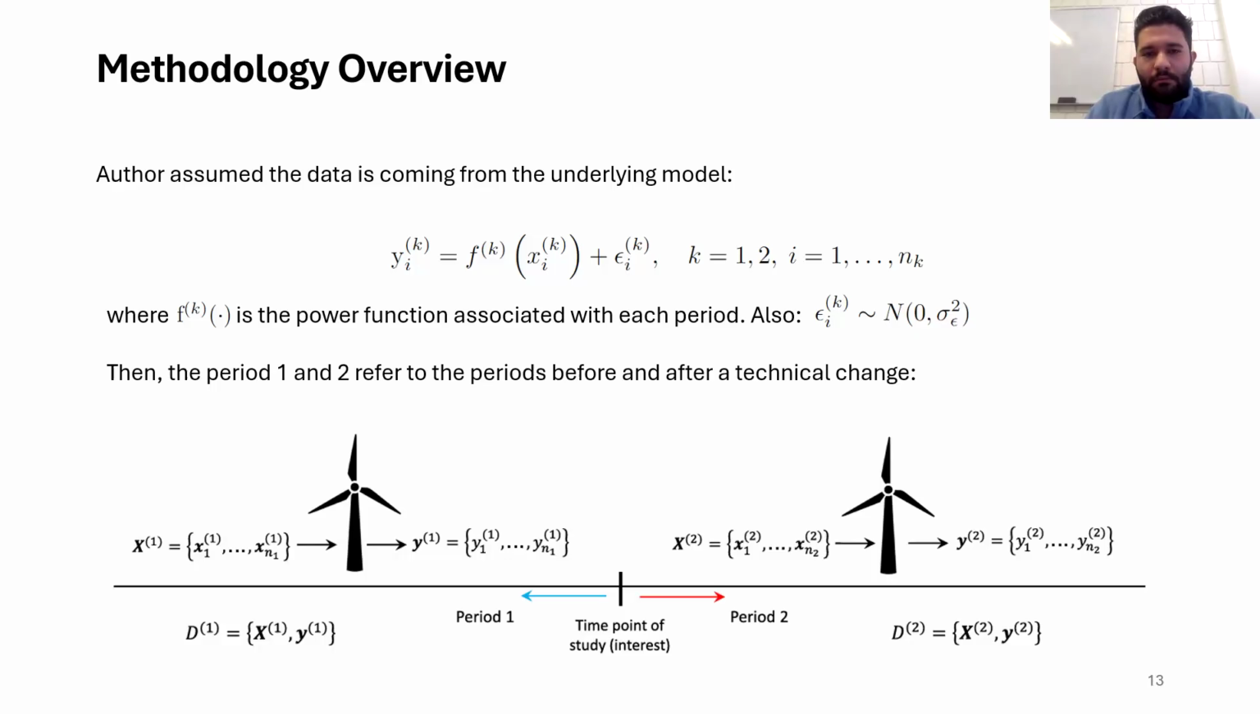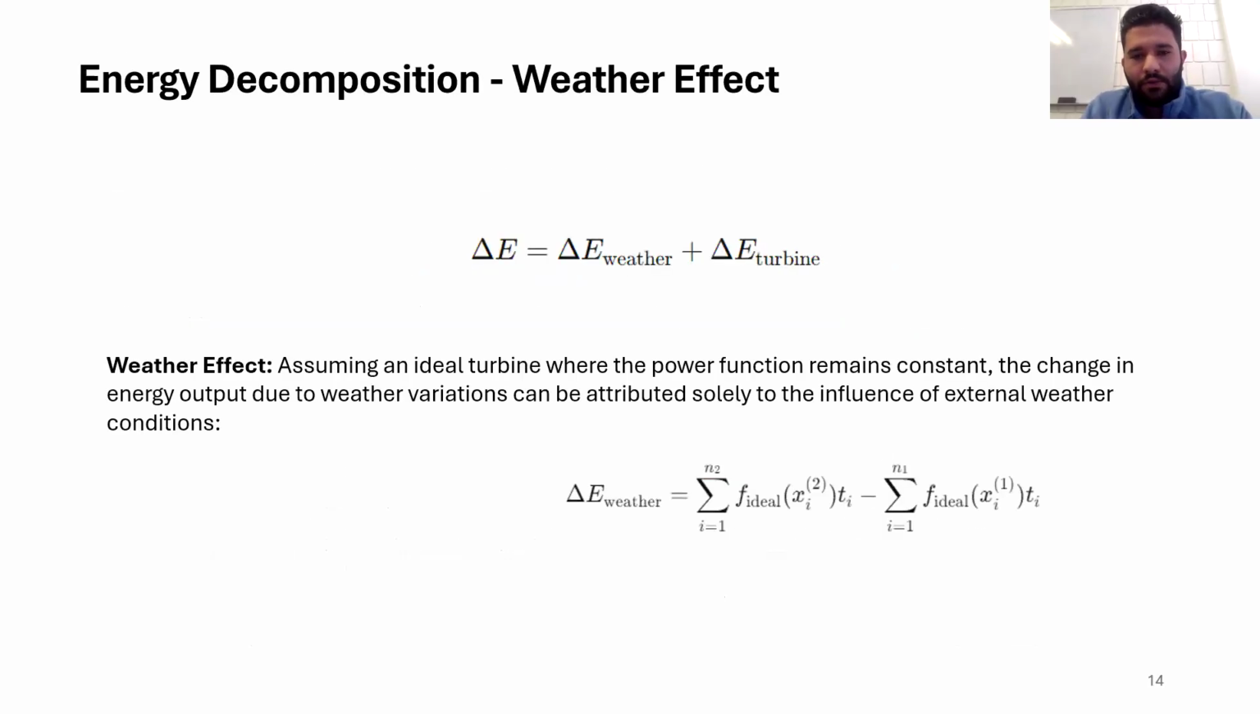So the aim is to decompose the changing energy into 2 parts: change due to weather and change due to turbine. First, the author discussed delta E of weather. To estimate the delta E weather effect, it assumes there is an ideal turbine which does not have intrinsic changes, and the power function is constant.